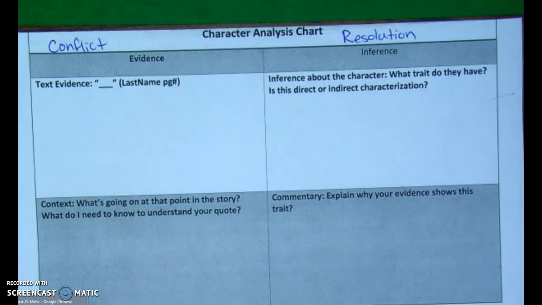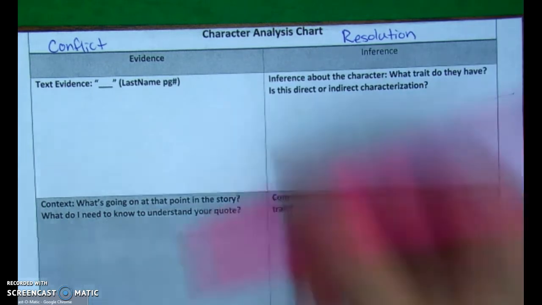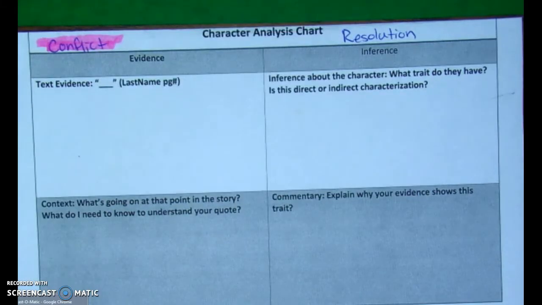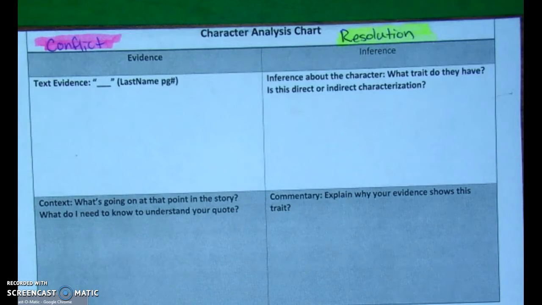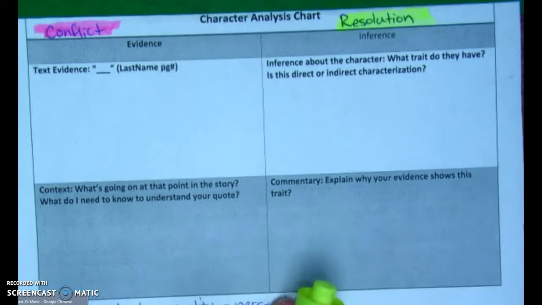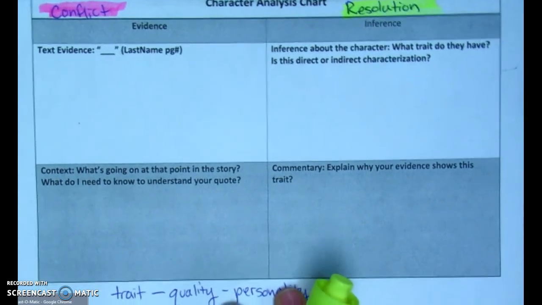In other words, a character's trait should cause or have a significant reaction to the conflict. So anytime we see that, we're going to highlight that in pink. They should also influence the resolution of the story. So anytime we see that, we're going to highlight that in yellow, just so that way we can keep track and make sure that we're actually talking about the conflict and resolution in our analysis and not just explaining what their traits are, which is the very basic layer of what we're doing.